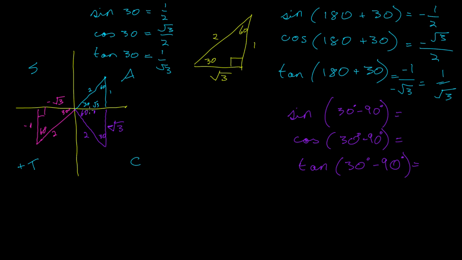Okay. So, let's look at our sine. Sine is opposite over hypotenuse. So it's negative root 3 over 2. Cos is adjacent over hypotenuse, which is just a half. And our tan is opposite over adjacent. So it's negative root 3 over 1. So it's negative root 3.